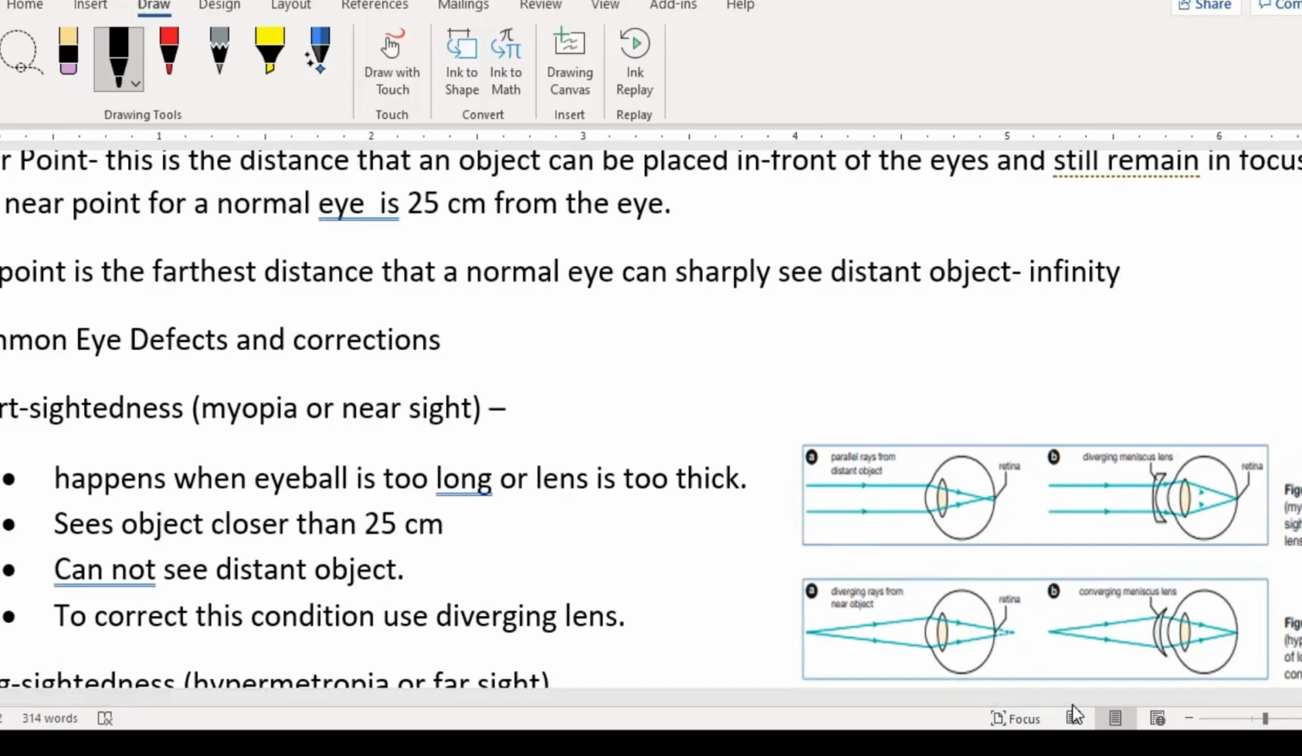So to change that, we have to use a diverging lens. The diverging lens would help by spreading the light rays a bit, pushing them further apart as they approach the eyes, so that it adjusts in such a way that the light falls completely on the retina. That person will now be able to view objects from a longer distance. But as we said, these persons are able to see objects closer than 25 centimeters.